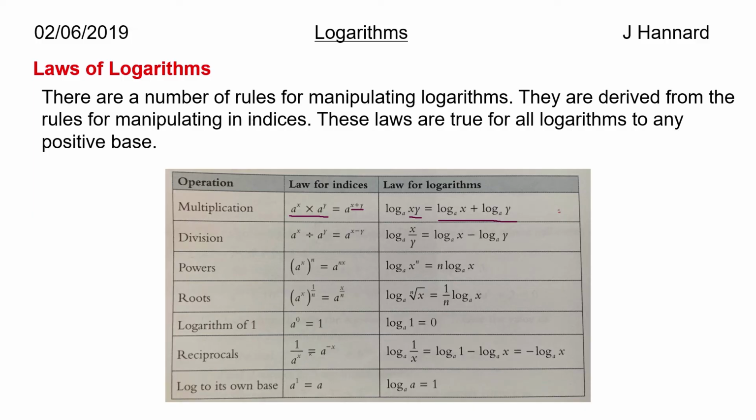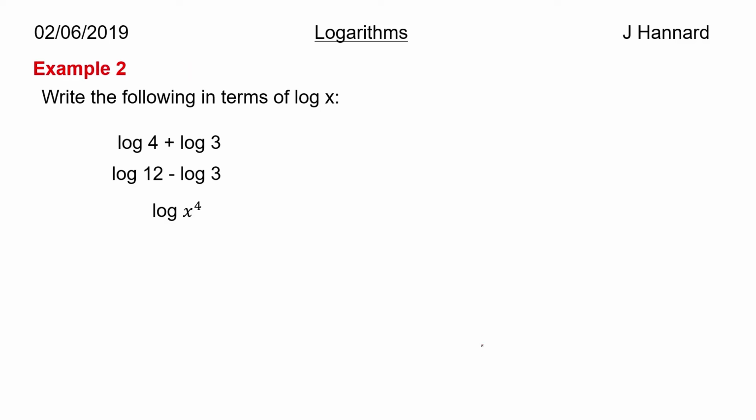Reciprocals: 1 over a to the x equals a to the minus x, so log of 1 over x equals log of 1 minus log of x. Remember, log of 1 is 0, so we get minus log of x. Log to its own base: a to the 1 equals a, so log to the base a of a equals 1. So there you go. Those are the laws of logs.